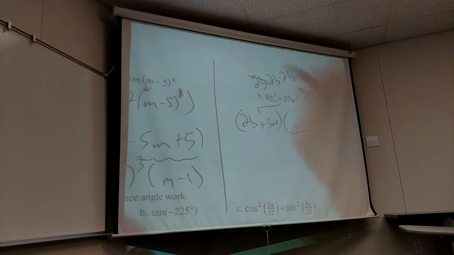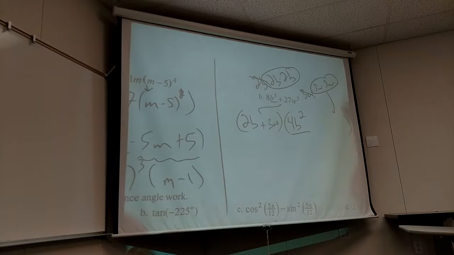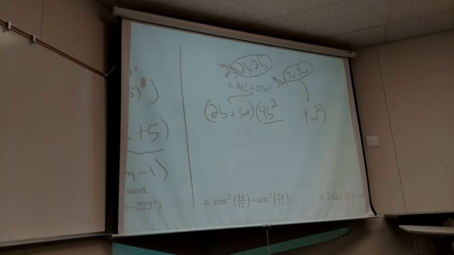So right here, what's going to go there? 2b times 2b, 4b squared. What's going to go at the end? 3w times 3w, 9w squared. It's the middle term that's the tricky term, right?